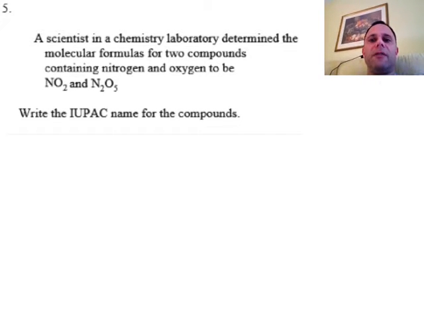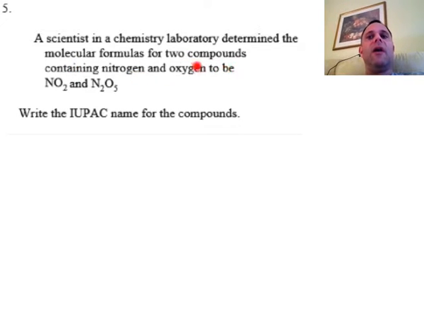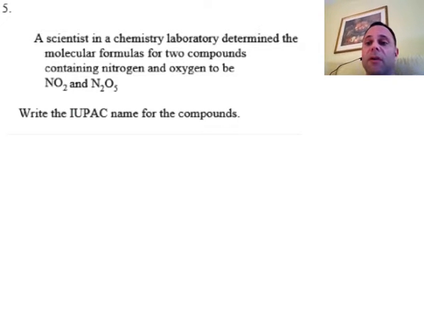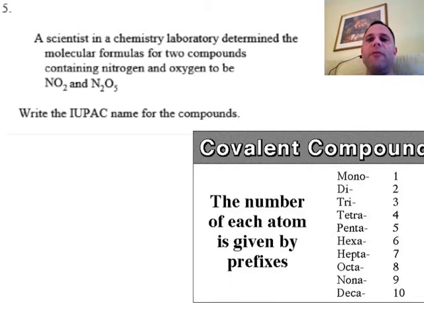Question 5 has this statement. A scientist in a chemistry laboratory determined the molecular formulas for 2 compounds containing nitrogen and oxygen to be NO2 and N2O5. Write the IUPAC name for the compounds. Don't get disturbed by this name, it just means name them. Once again, just like the previous, we notice that we have nitrogens and oxygens, both nonmetals. It's covalently bonded, so we need to use the system that uses the prefixes.